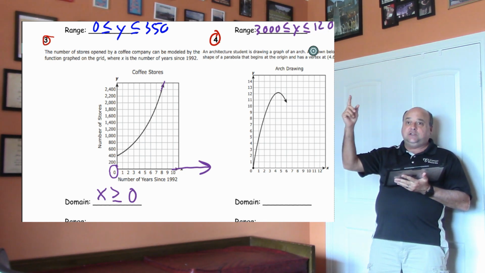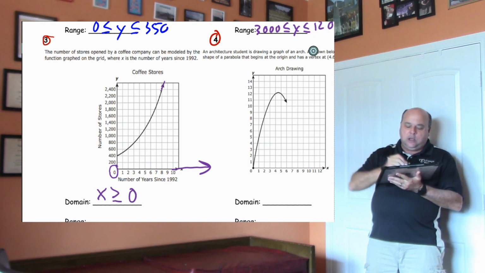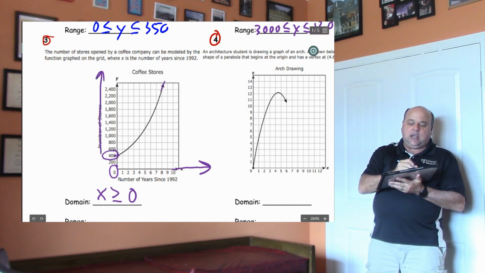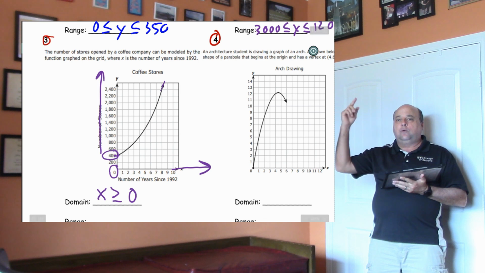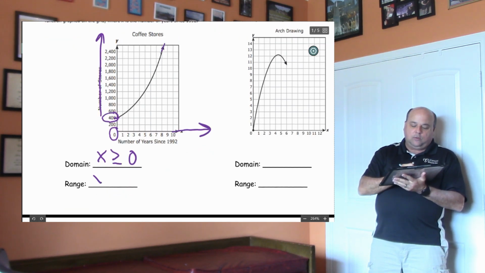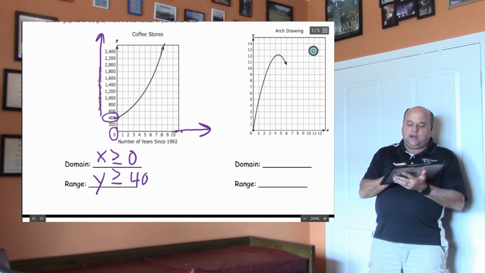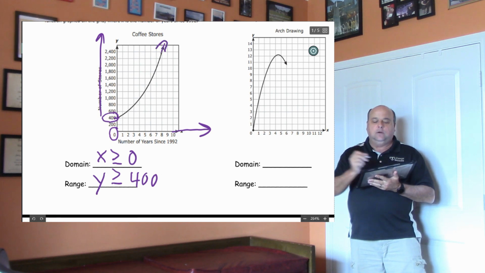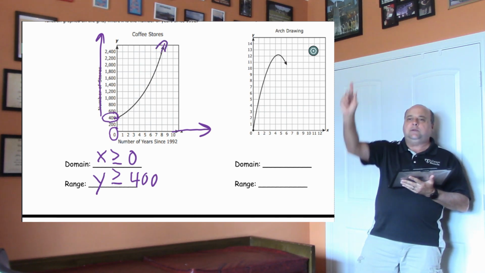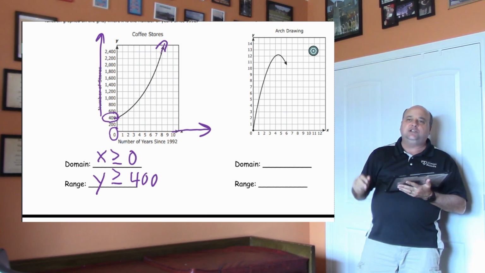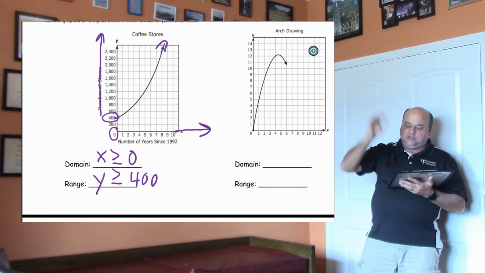Now then, your range is also going to keep going up. Your range starts right here, which is 400, and it keeps going up, doesn't it? So the range doesn't start at 0, it starts at 400. So your range is going to be all of the y's greater than or equal to 400, because of the arrow tip. The arrow tip keeps going up, and the arrow tip keeps going to the right, so the domain and range just keep on going. Let's go to the next one.